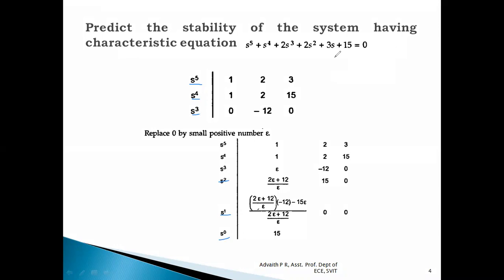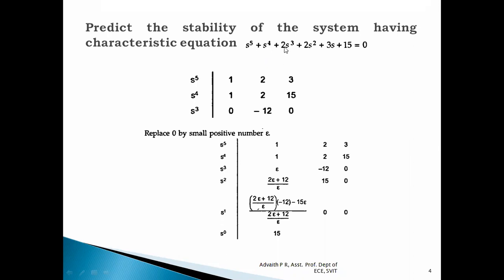The first two rows of the Routh array will be taken from the characteristic equation itself. The coefficients of the characteristic equation will be directly considered over here. The coefficient of s to the power of 5 is 1, which is taken as it is in the first row. The coefficient of s to the power of 4 is again 1. It will be taken in the second row.